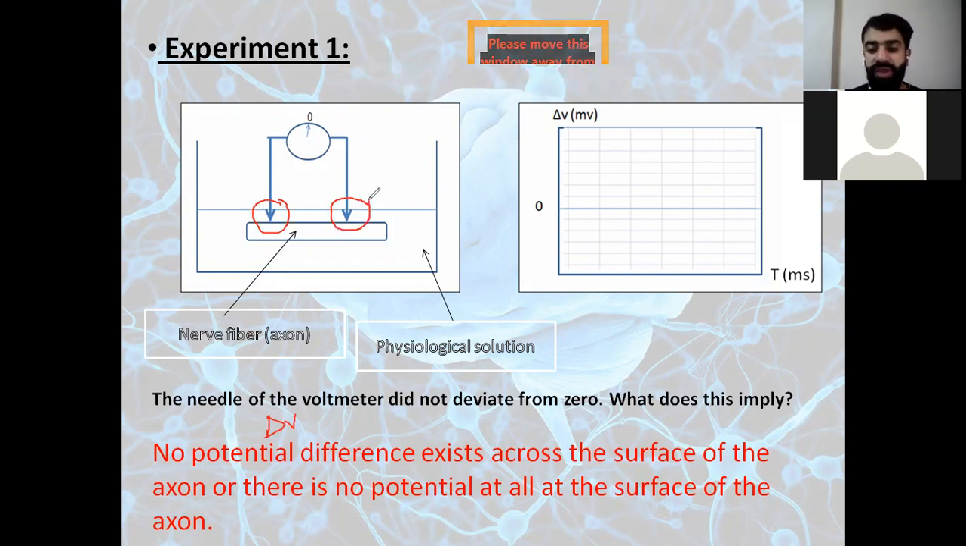So there is no potential difference at all at the surface of this axon. So this is the first experiment, delta V is equal to zero. Pay attention in the second and third experiments to what the difference, or the variable, is.